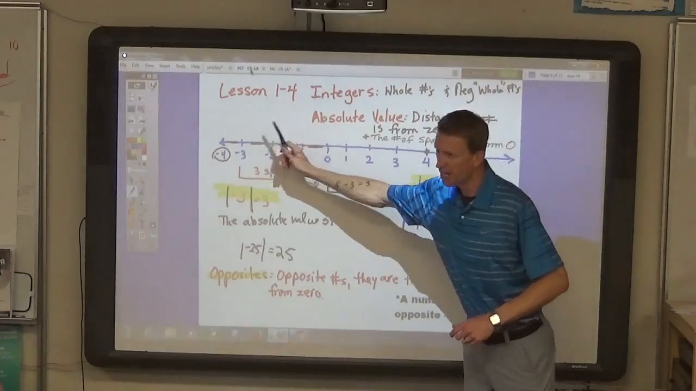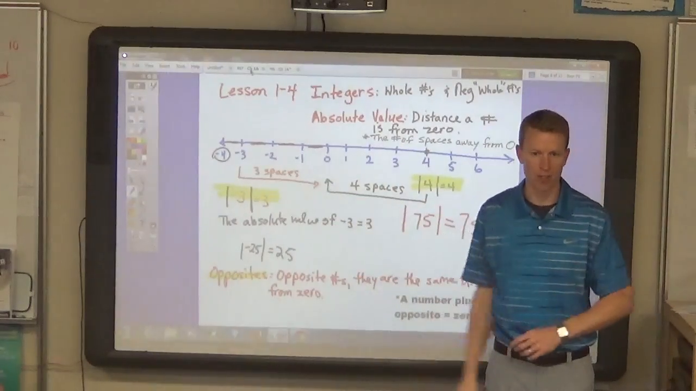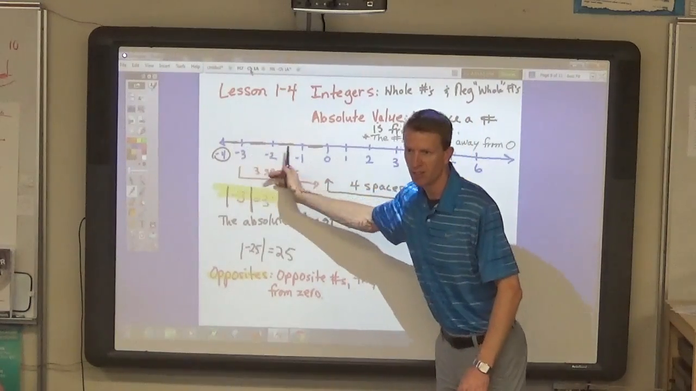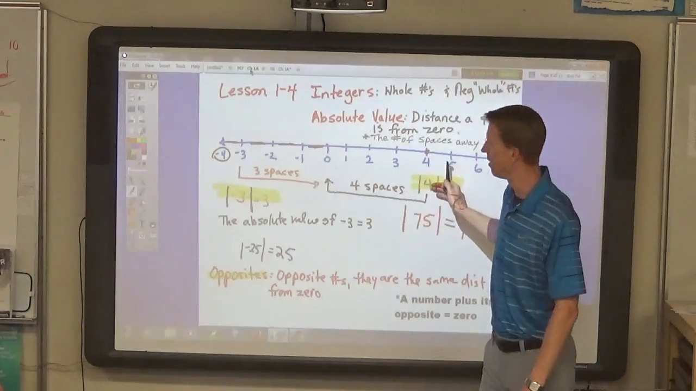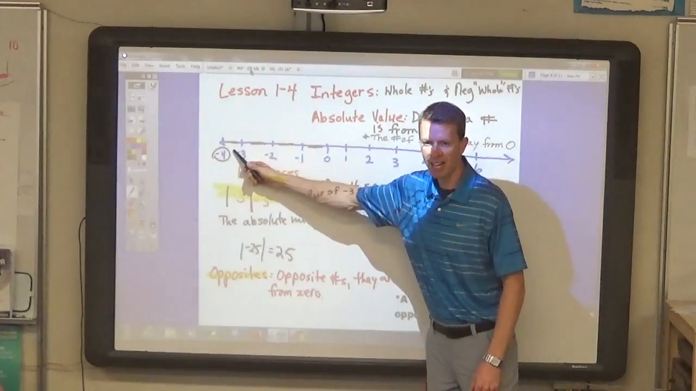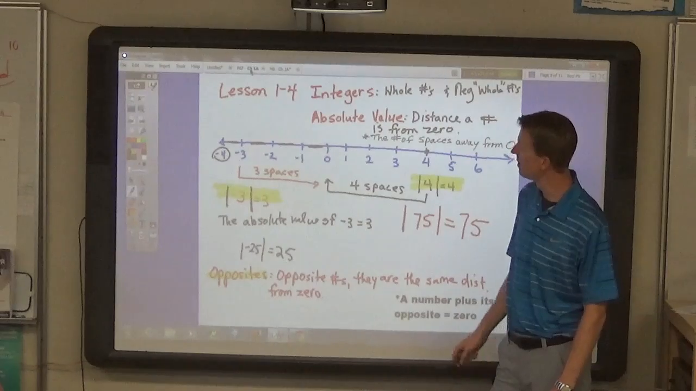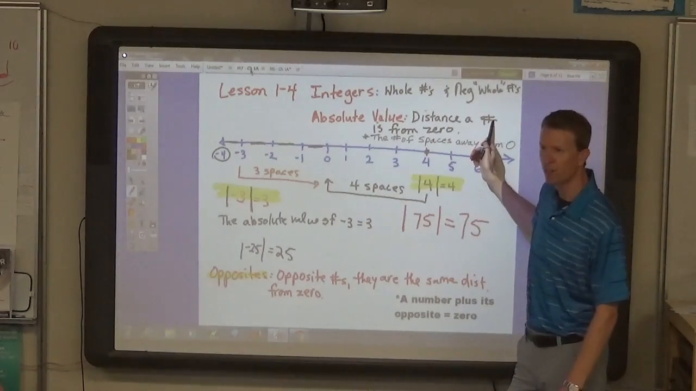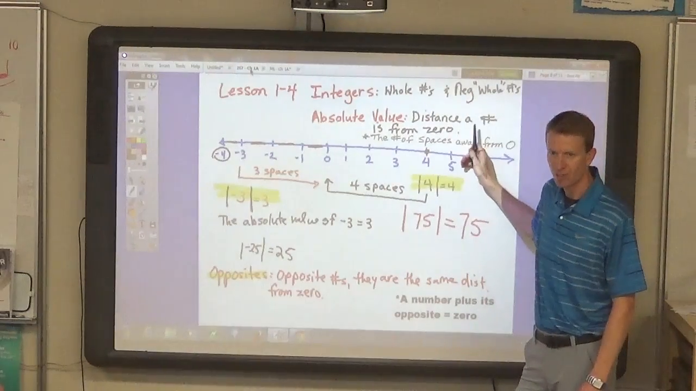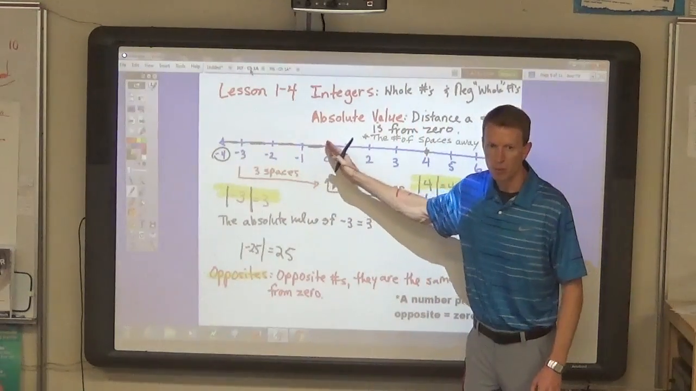Now, opposites mean that they are the exact same space from 0 on the opposite side of 0. So we're talking about this space from 0 to a number on each side of the number line. On the right side, all the numbers are positive. On the left side, all the numbers are negative. And if they have the same space, they are called opposites. That space, or that distance from 0, is called the number's absolute value. Okay? Absolute value is the amount of space between 0 and the number.